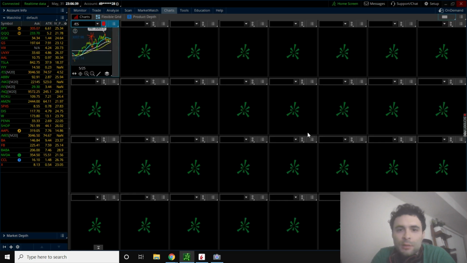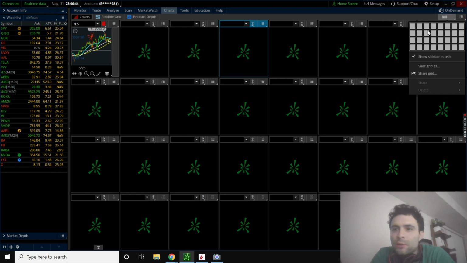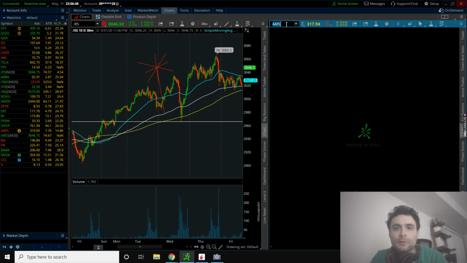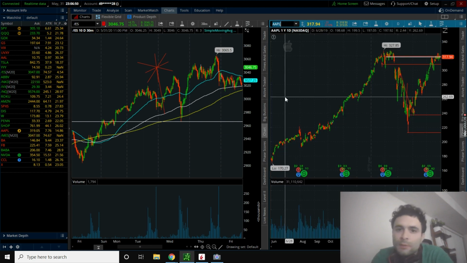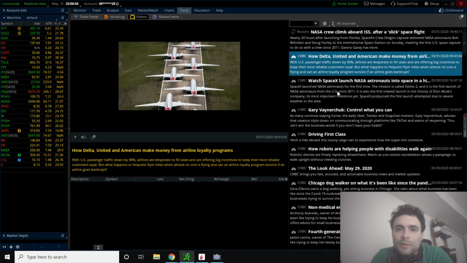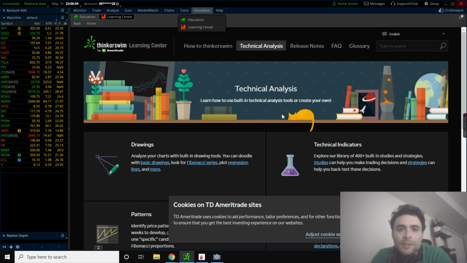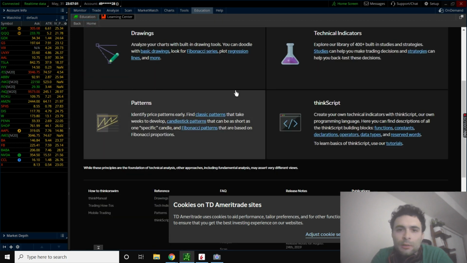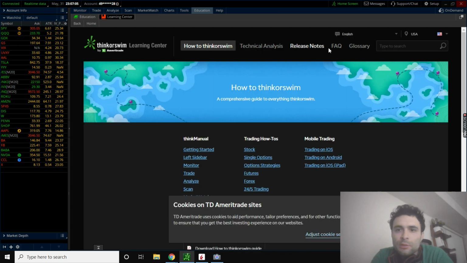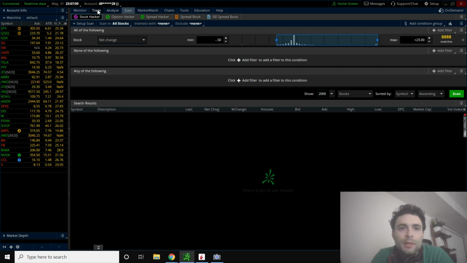Now this computer is too small to be doing this, but let's say you only wanted 2 charts up. Boom, side by side. Apple, futures. Look at that, beautiful. You've got tools. You've got videos that you can watch. Education. You can learn about technical analysis, how to use ThinkorSwim, release notes, frequently asked questions. Overall, it's just a good looking platform.